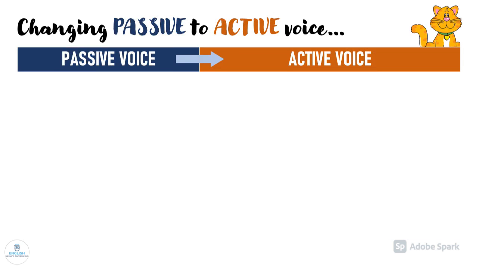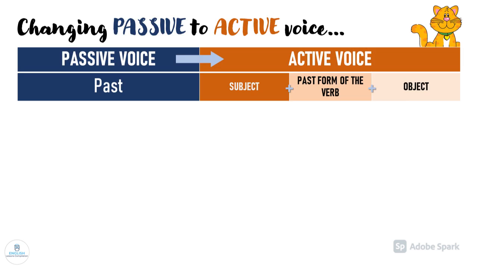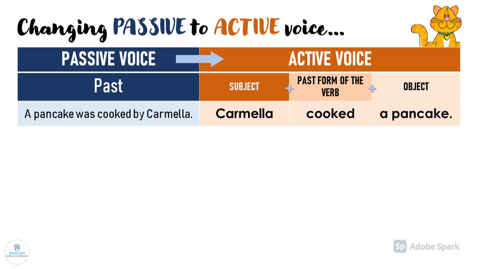Let's now have the patterns which you can use in changing passive to active voice. In a passive voice sentence, if the tense of the helping verb is past, simply write the subject, followed by the past form of the verb, and the object. A pancake was cooked by Carmela.